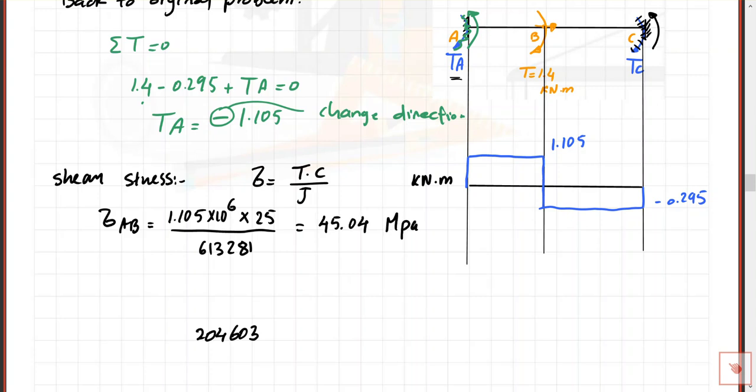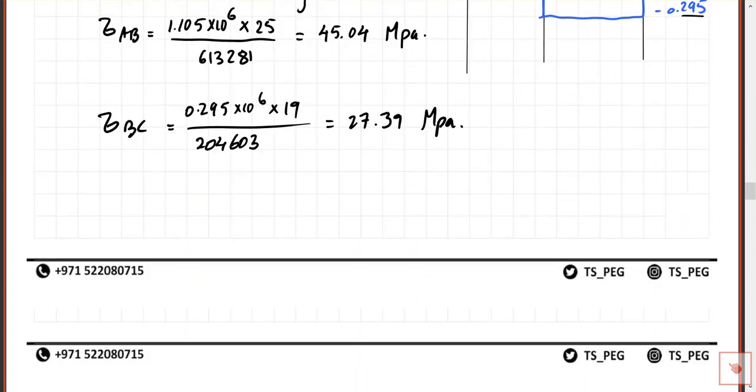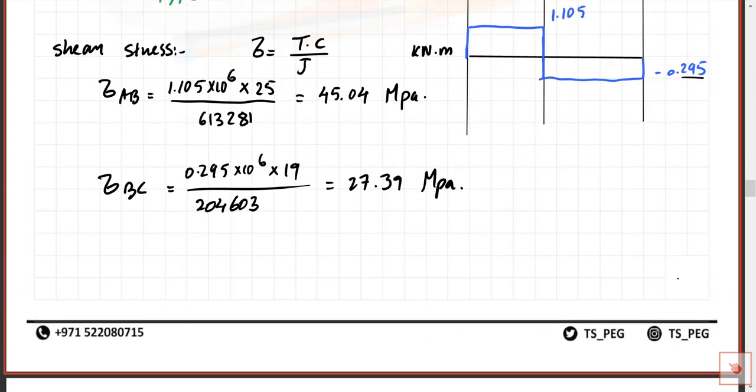ميجا باسكال. طيب بدي اجيب هلا تاو بي سي ويساوي اللود عندي هي 0.295 times 10 to the power of 6 multiply 19 تقسيم الجي بيطلع معنا الجواب 27.39. وهيك بنكون خلصنا تشابتر 3 بشكل كامل ونهائي.